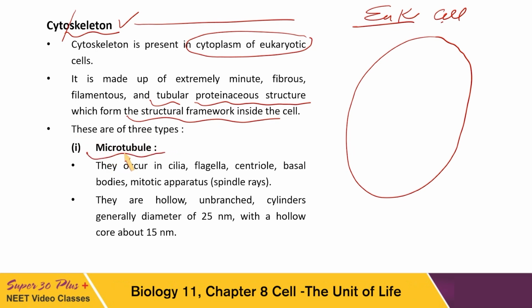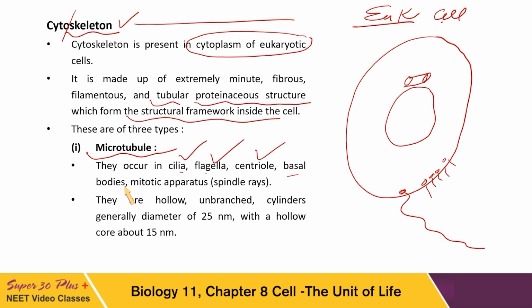One is called microtubules. In some cases cilia or flagella are present. These occur in cilia and flagella, in the centriole and in the basal body. Cilia and flagella, from where they arise, are known as basal bodies, and the centriole is there close to the nucleus. These are the centrioles. So all these, cilia, flagella, centriole, basal bodies, are made up of microtubules.